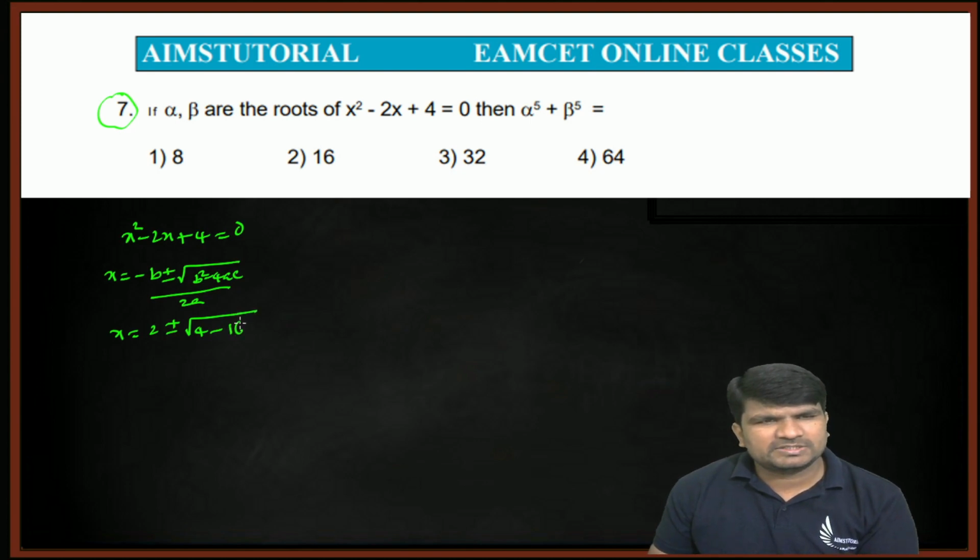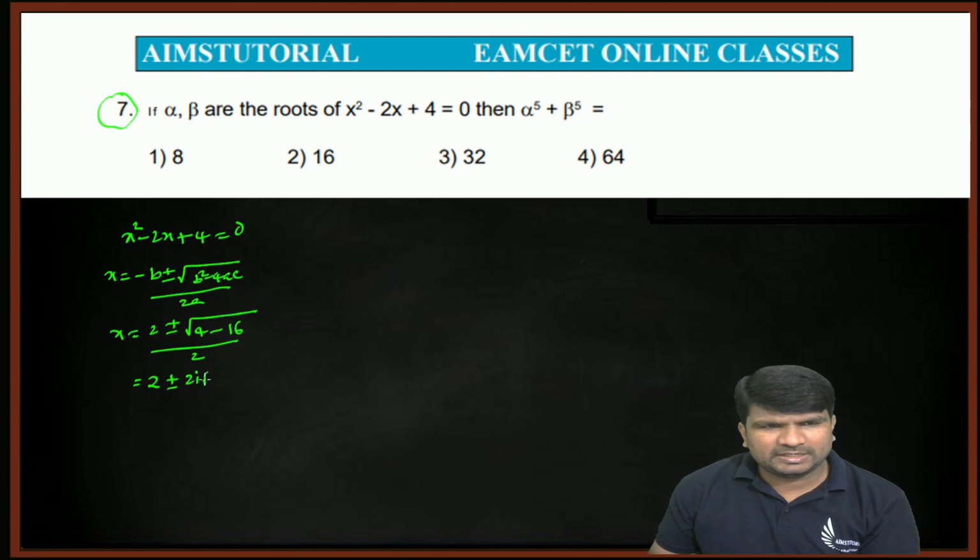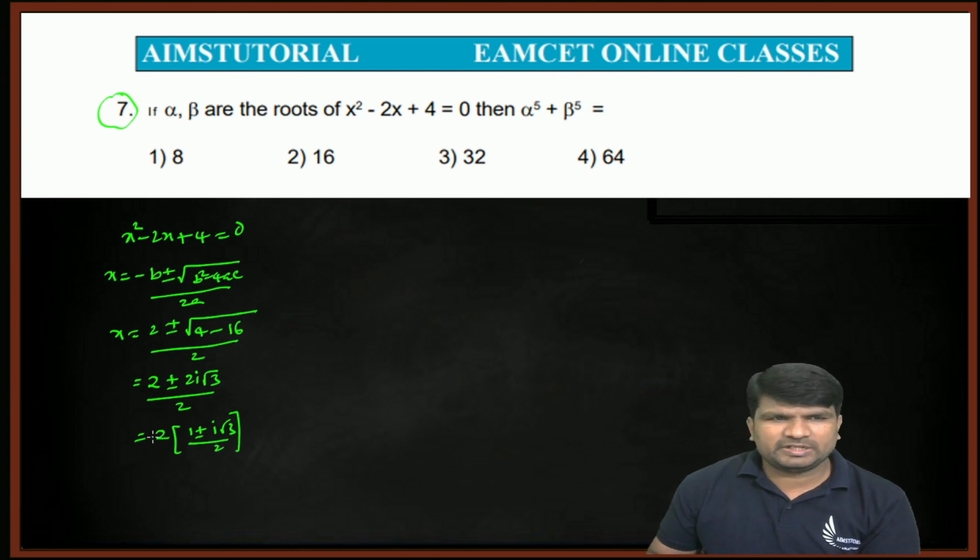So x equals 2 plus or minus under root b square means 4 minus 4ac, 4 4s are 16, divided by 2. So 2 plus or minus under root 4 minus 16, that is minus 12. Minus 12 means 4 3s are. So we can write 2i into root 3 divided by 2. So if you take 2 common, 1 plus or minus i root 3 divided by 2. If you take minus common, it will become minus 1 plus or minus i root 3 by 2.